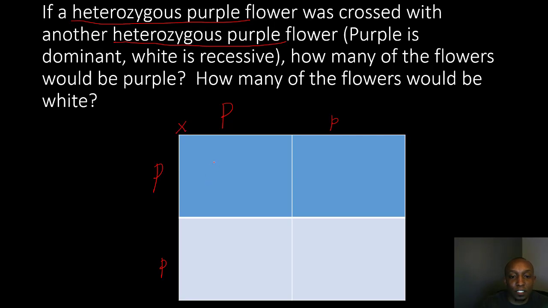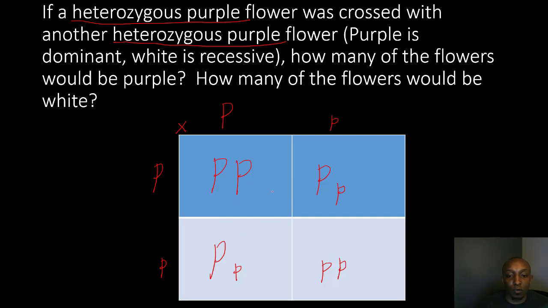So let's fill out our Punnett square. We have a homozygous dominant here. We have a heterozygous dominant right here. Heterozygous dominant here, and then we have a homozygous recessive right here. And it asks us how many of the flowers would be purple. Well, we notice if there's at least one capital P, which is that dominant trait, then the flower is going to be purple. So let's go ahead and count the ones that have at least one capital P.